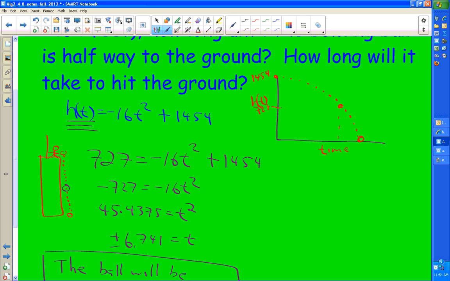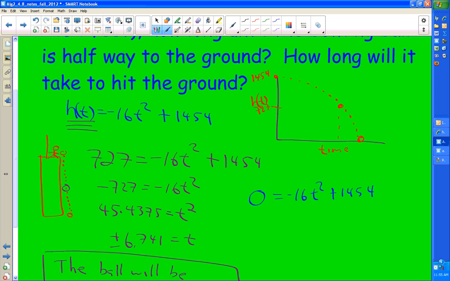The next question is, when does it get to the ground? What do you know when the ball is on the ground? Do you know the time or the height? We know the height. What's the height of the ball when it's on the ground? How high off the ground is it? 0 feet off the ground. So that's your equation when the ball hits the ground. You want to know how long it took.